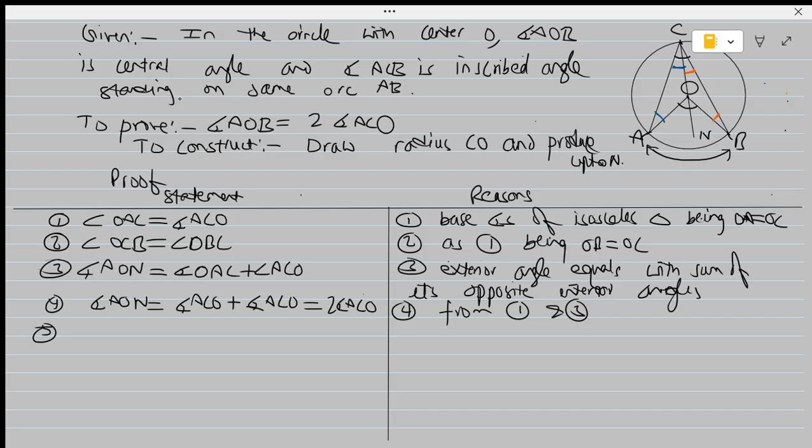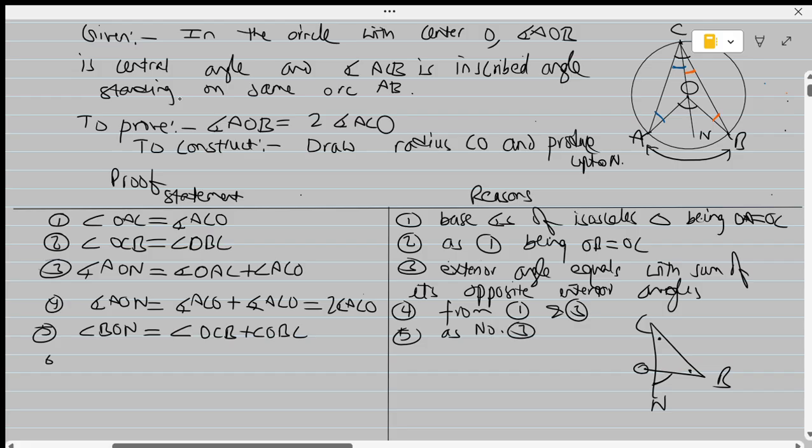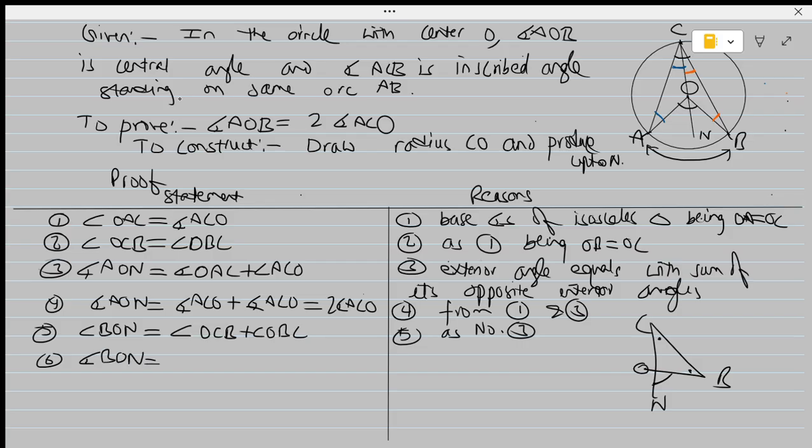After getting AON twice of ACO, now go with the angle BON. Let's draw the related diagram here roughly. Here C, O, N and B. So here BON is the exterior angle, and its opposite interior angles are OCB and OBC. So BON is the sum of the opposite interior angles OCB plus angle OBC. The reason is the same as number 3: exterior angle equals the sum of opposite interior angles.